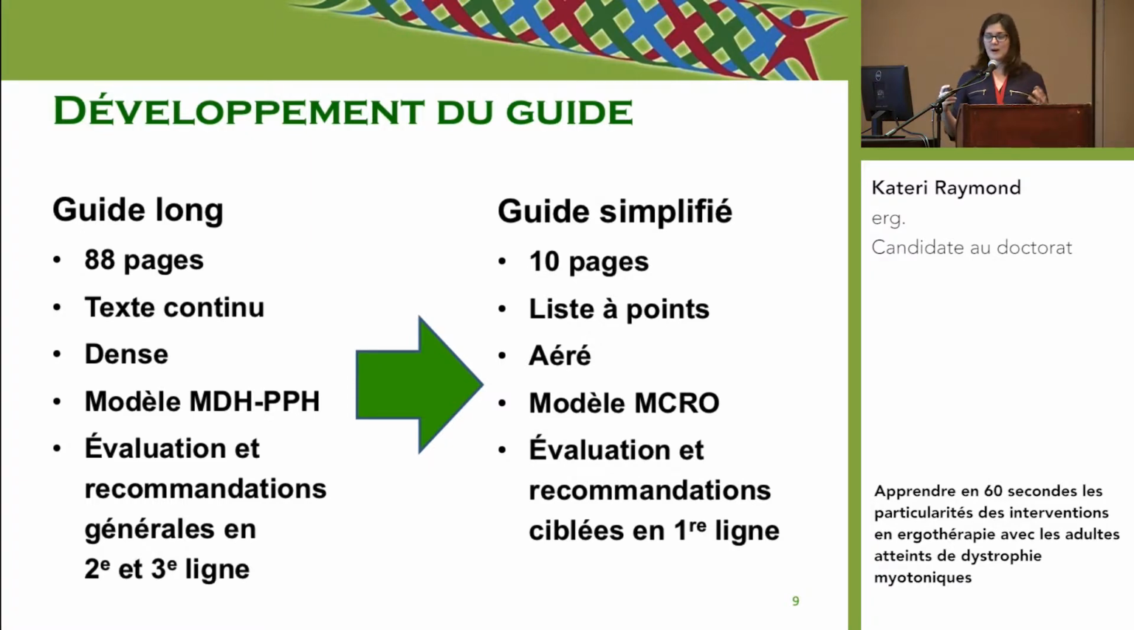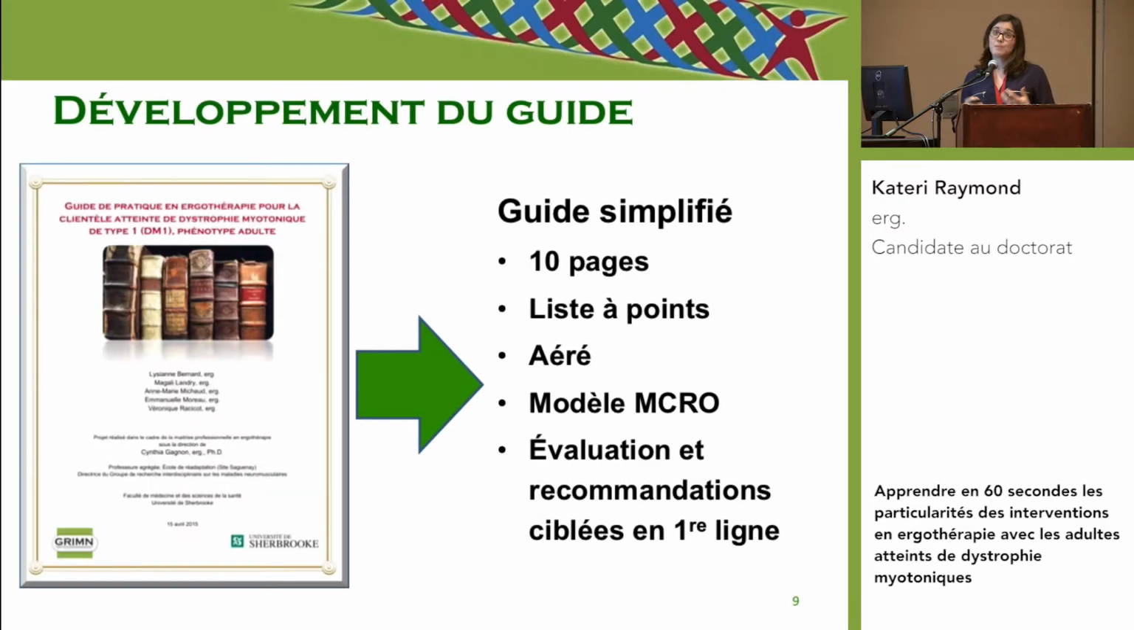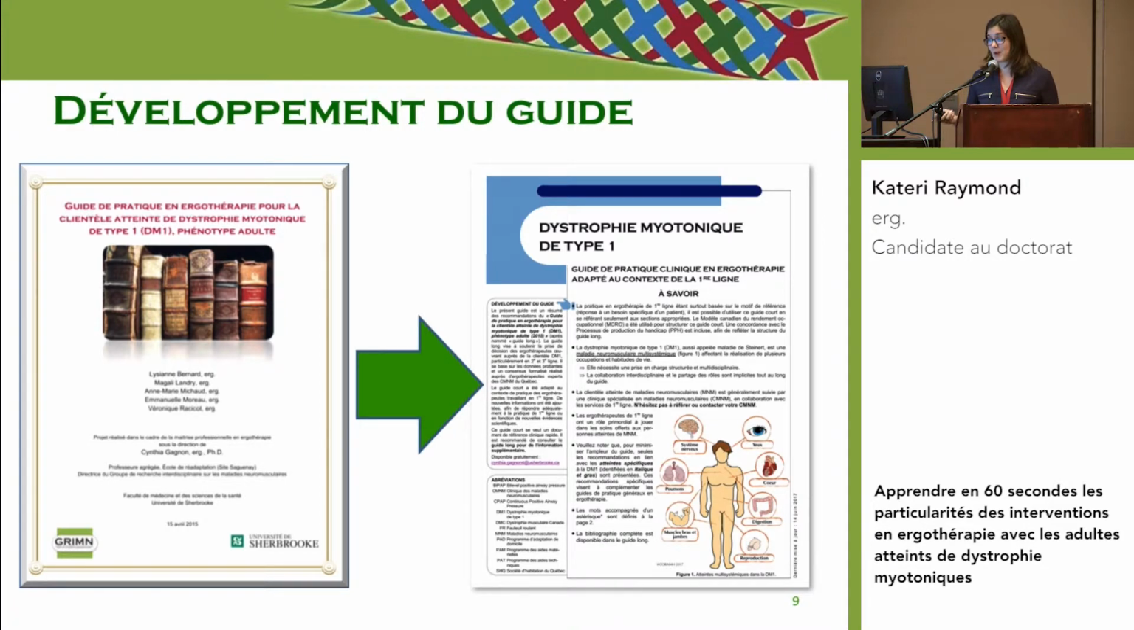So, what's the result? We went from a guide of 88 pages with a continuous page that was dense, based on the theoretical model that gave general recommendations, to a simplified 10-page guide with checklists, which is easier to read, based on the Canadian occupational performance model, the MCRO in French, more adapted to the frontline OTs. And then we had recommendations and interventions and assessments that were more targeted for the frontline OTs. So it was more, quote-unquote, representative of the practice. So we went from this to this here.